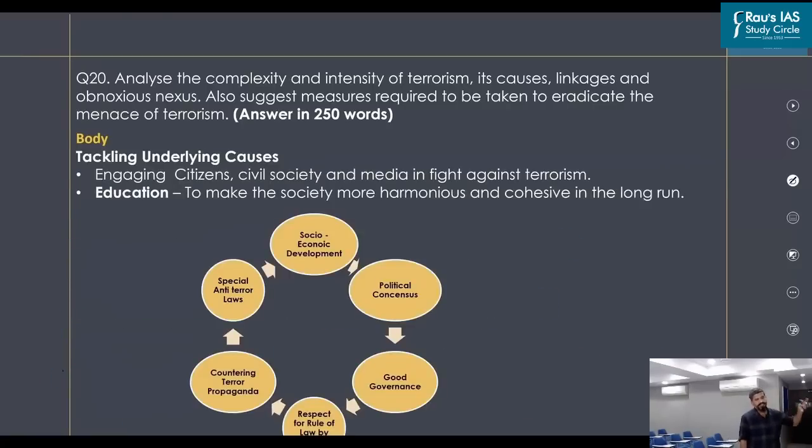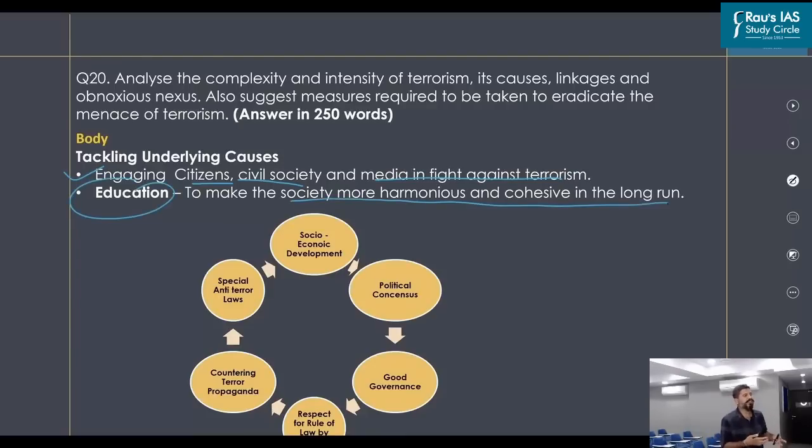If we create an international collaboration and consensus, and we tackle the issue of terror financing, we need to tackle the underlying challenges. We've already discussed them in the classes. So for this, we need to engage citizens, civil society and media in this fight against terrorism. Plus, education can be one of the tools to make the society more harmonious and cohesive in the long run, so that the youth is not attracted to religious propaganda or indoctrination by these terrorist organizations.